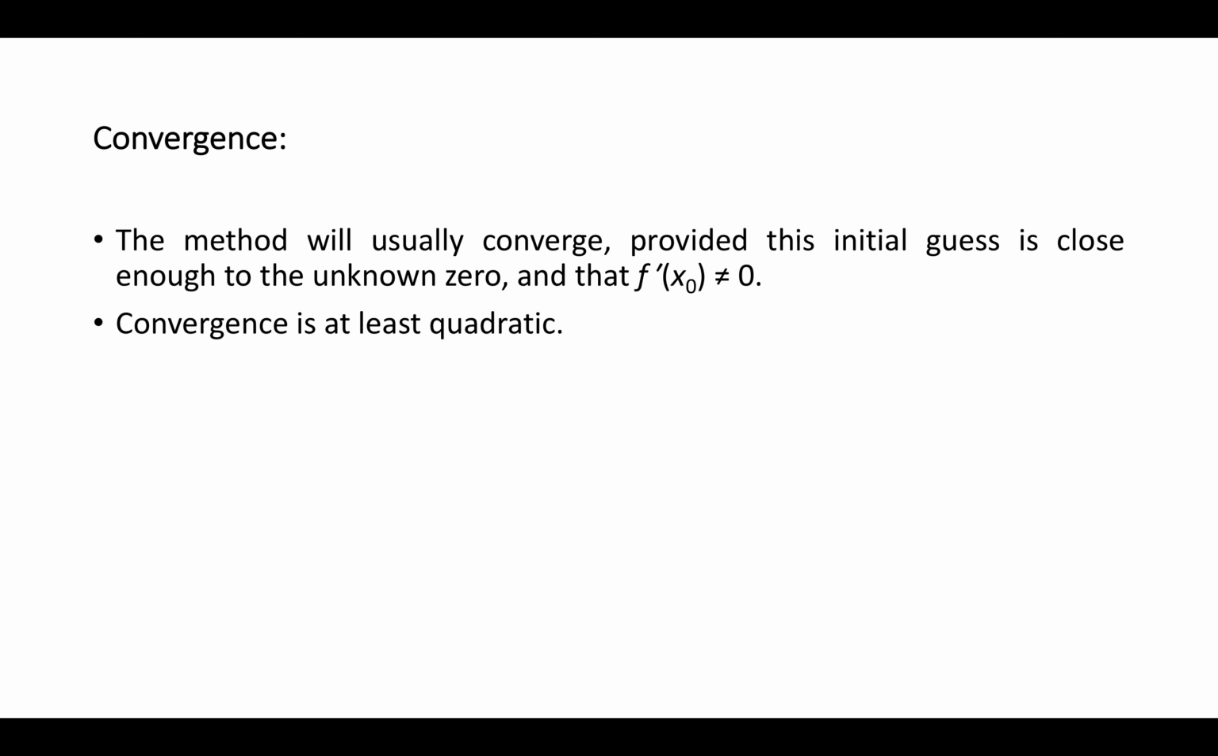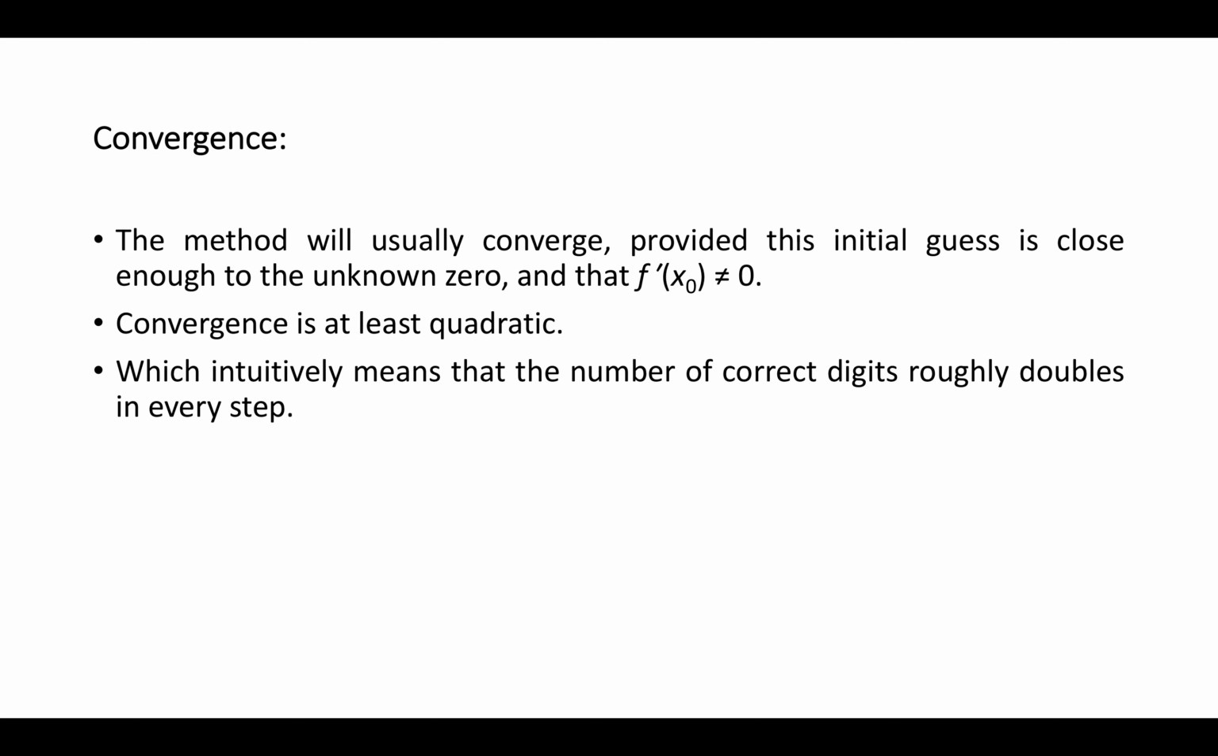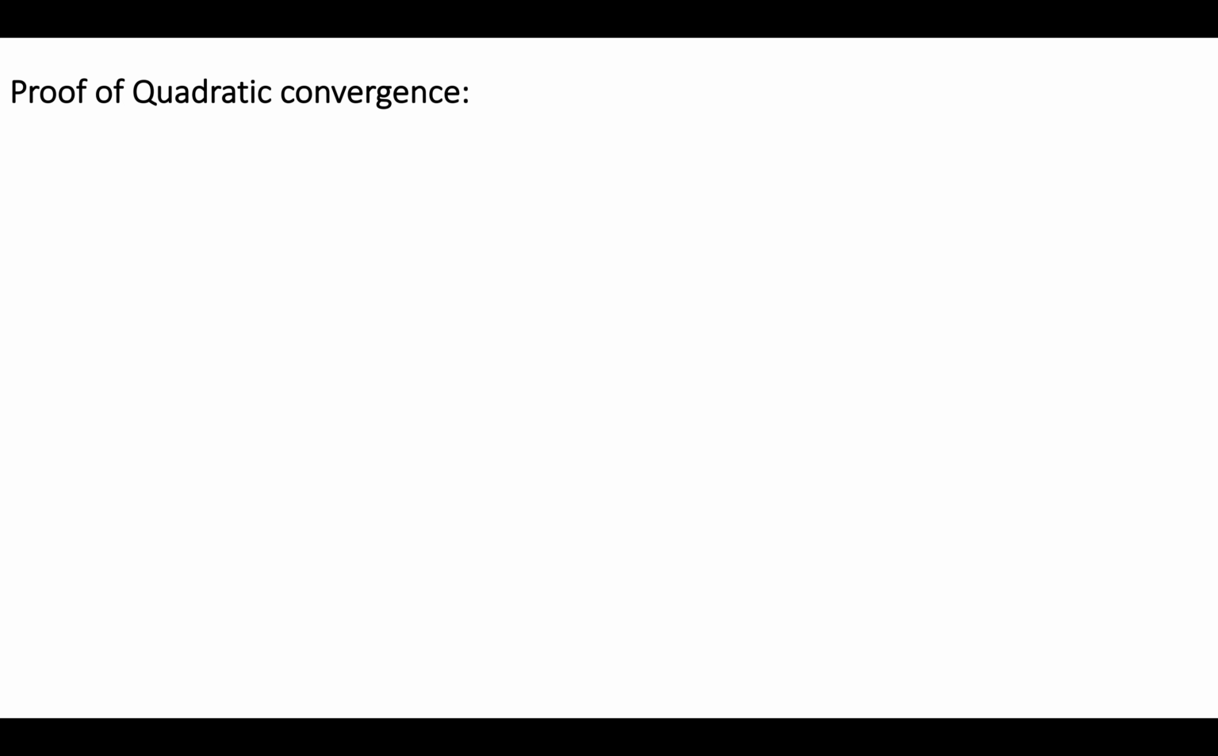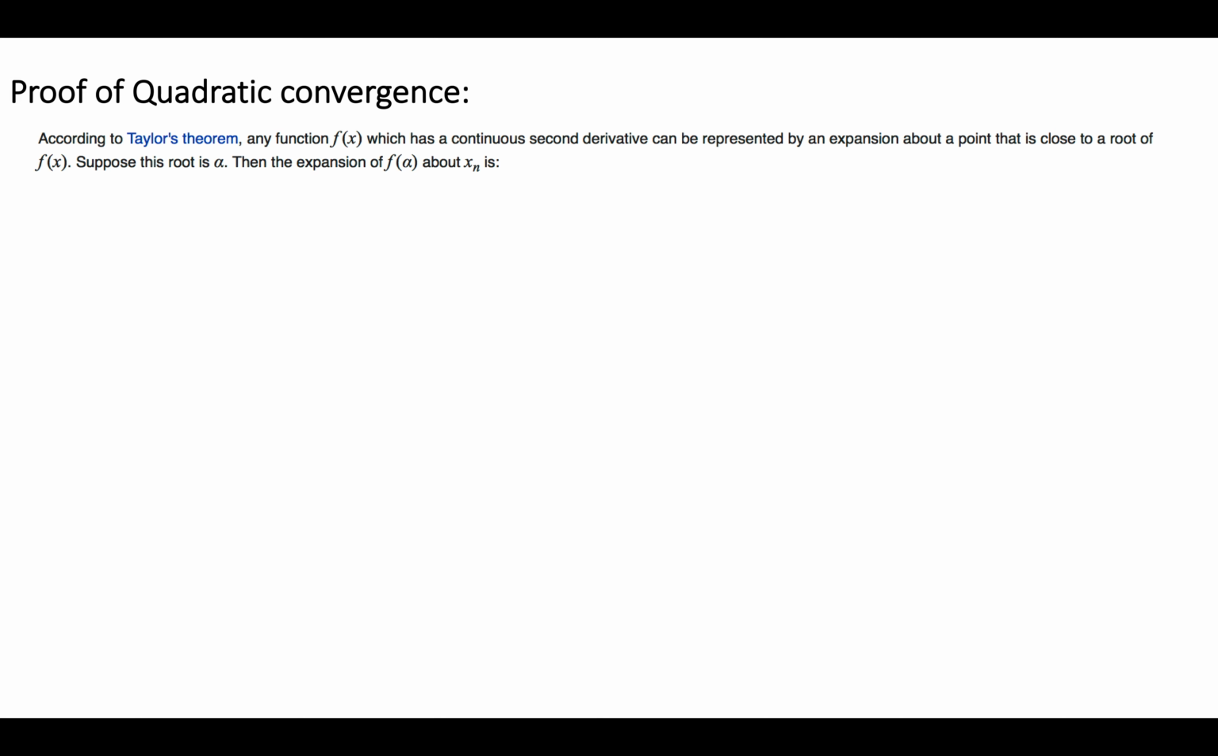Its convergence is at least quadratic, which means that the number of correct digits roughly doubles in every step. As the method converges onto the root, the difference between the root and the approximation is squared. So the number of accurate digits roughly doubles at each step. Now let us prove the quadratic convergence of the Newton-Raphson method.